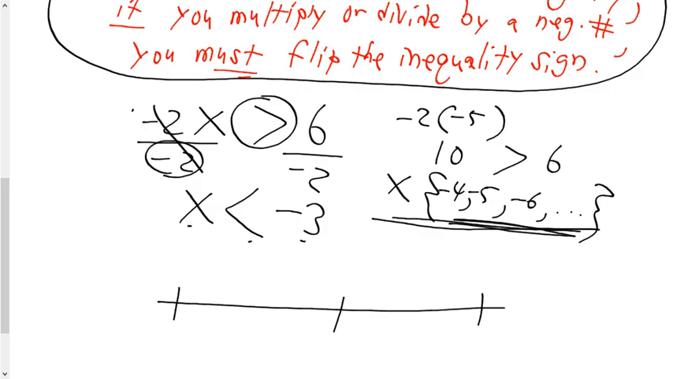If it says all values less than negative 3, what's a good number to put in the middle? Negative 3. And then I'd put negative 4 here, and I'd put negative 2 here. There's my number line.